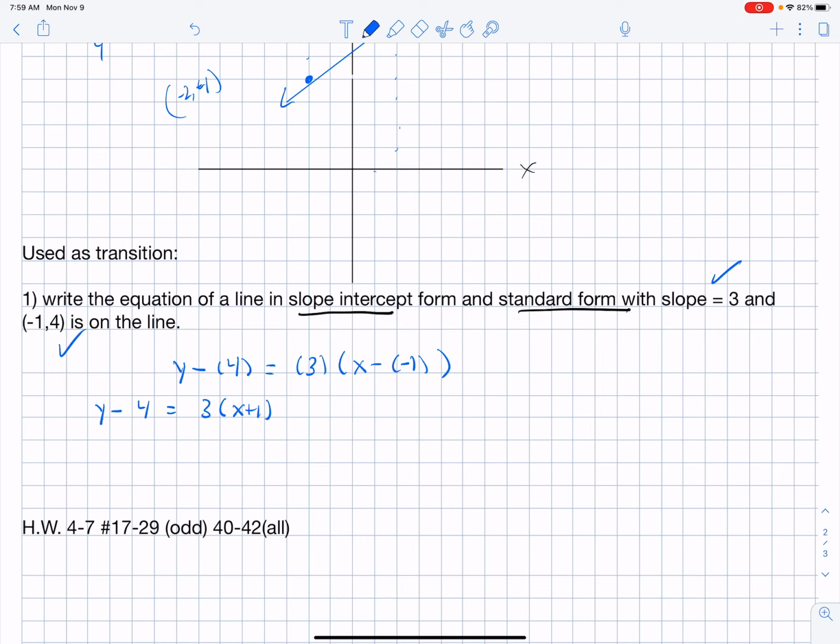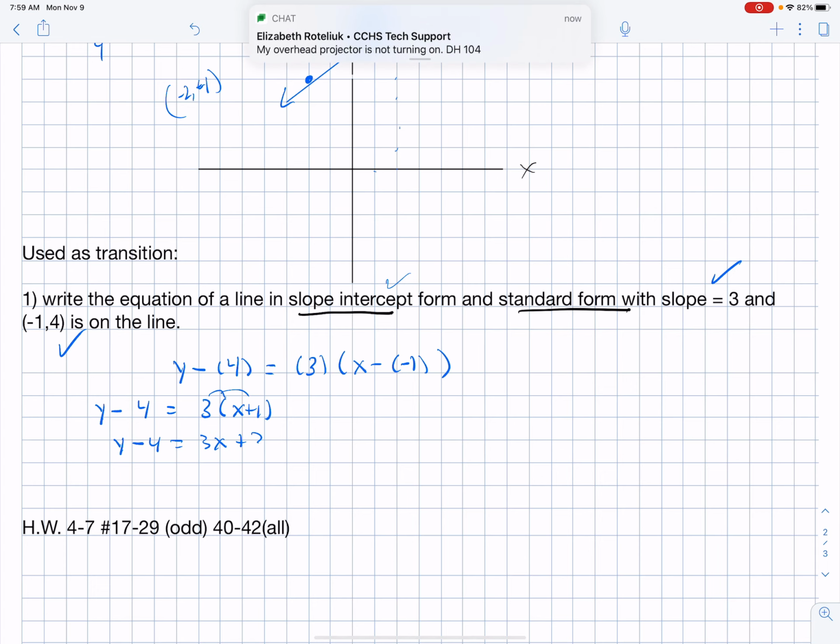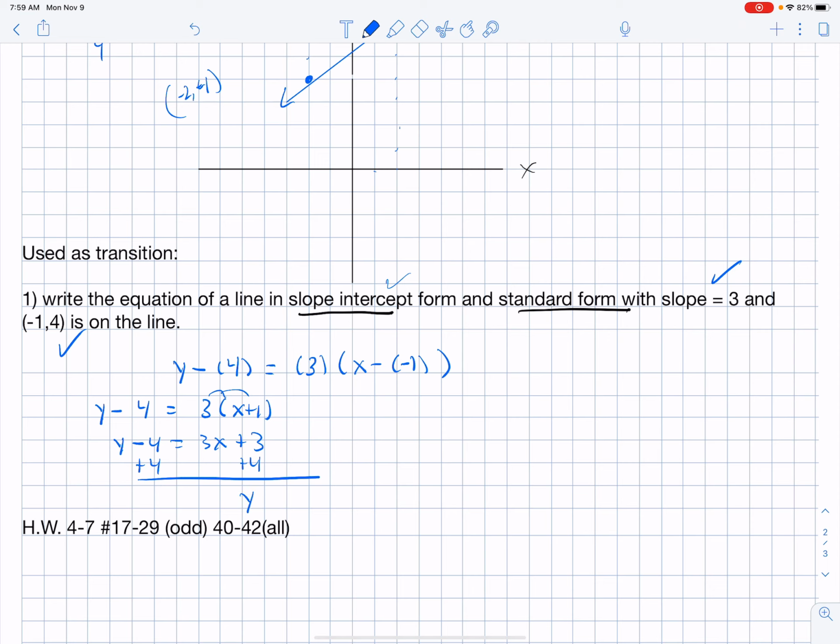If we want to put it in slope intercept, remember that's y equals mx plus b. So we would just go ahead and say y minus 4. Let's go ahead and distribute this. Equals 3x plus 3. And we would move this 4 over. And we would get y equals 3x plus 7. And there it is in y equals mx plus b. So we can transition to y equals mx plus b.